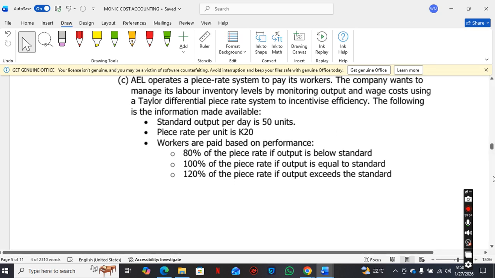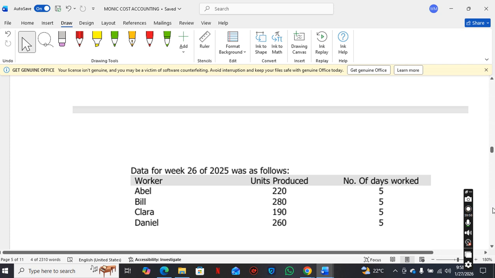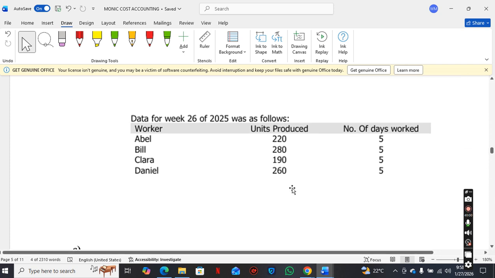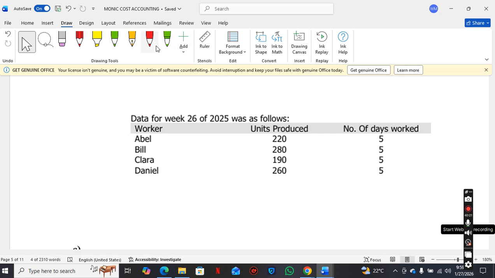Okay. So, they've given us information. Data for the week, week 26 of 2025, as follows. We have the workers and the units produced, the number of days worked. Okay? So basically we have to calculate how much each person is going to earn.